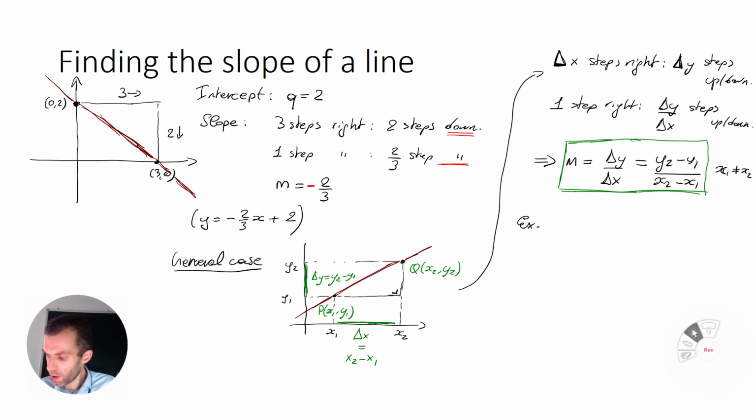So let's plug in the values that we had here. So let's say P is 0, 2 and Q is 3, 0. Then I have that my slope is the difference of the y coordinates, so 2 minus 0, divided by the difference of the x coordinates, 0 minus 3. So we again get to negative 2/3, just like we had here.